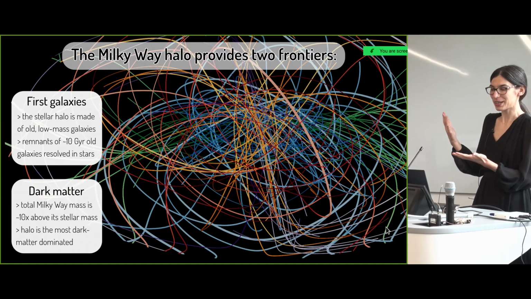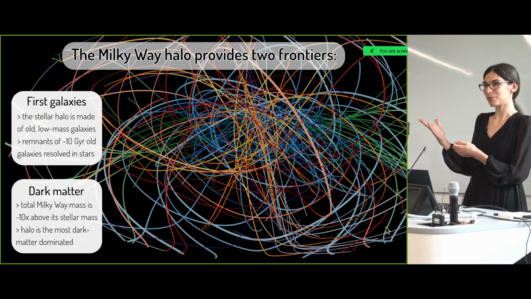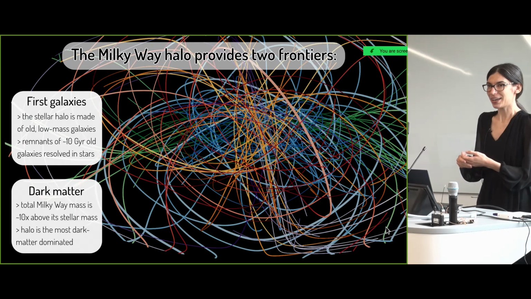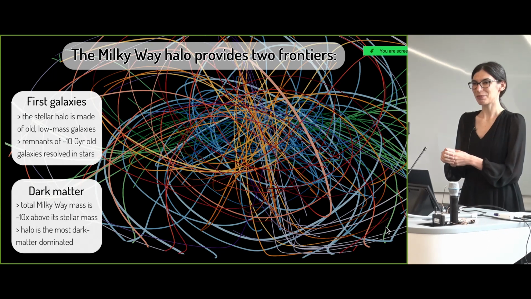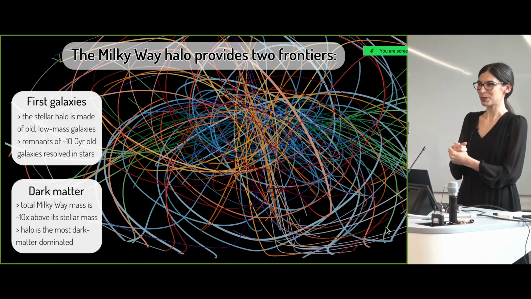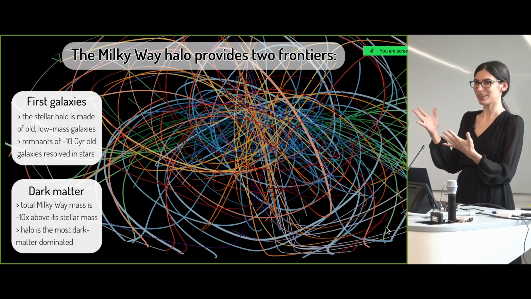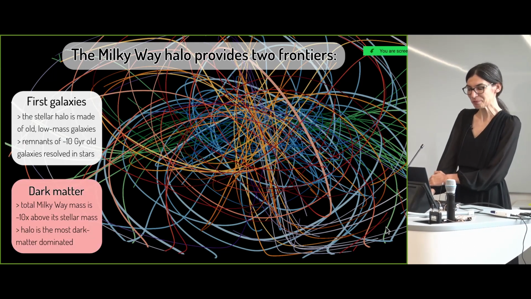On the other hand, we have the frontier of dark matter. This is the dark matter dominated region of the galaxy. We now have a lot of tracers. And this is the part of the work that I am most excited about, and I'll be talking about it throughout the rest of the talk. But I'm also happy to chat more about the first galaxies and what we'll learn about that after the talk.